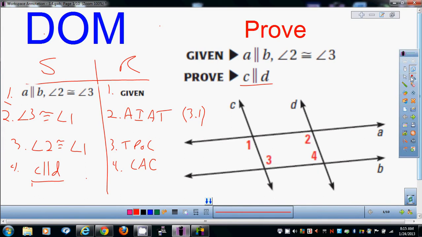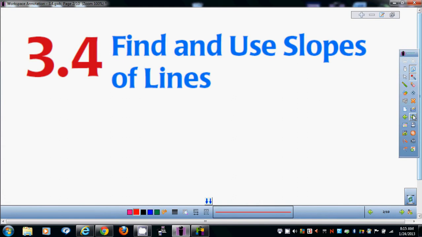All right, 3.4. Find and use slopes of lines. Don't worry, there's no real theorems today. Today is more of a math day, so if you like more numbers than theorems, you're in luck. Now, I'm going to put some notes up there. You do not have to put them in your postulates and theorems. They can go in your normal notes, like wherever you put formulas.